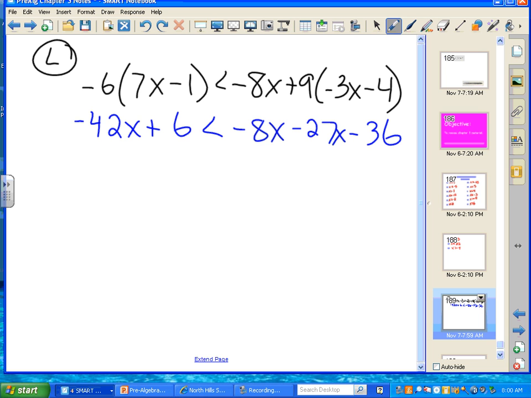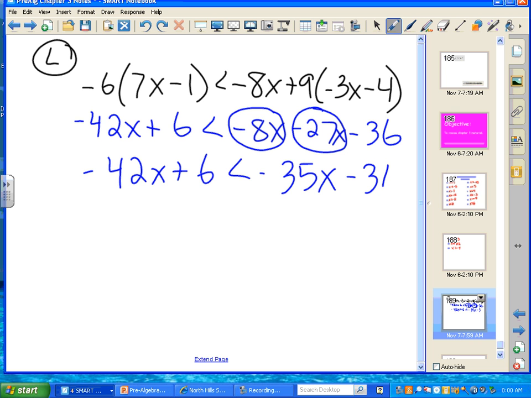You with me so far? Okay. Combine like terms on the right-hand side. So I'm going to circle these two. We can combine them. So I'm going to drop everything else down. So this becomes -35x. Rewrite the -36. Oh, so that's where you made your mistake. Okay, let me keep going.